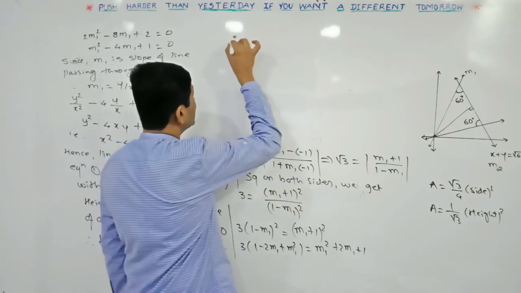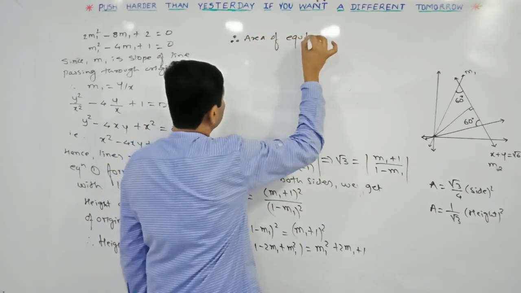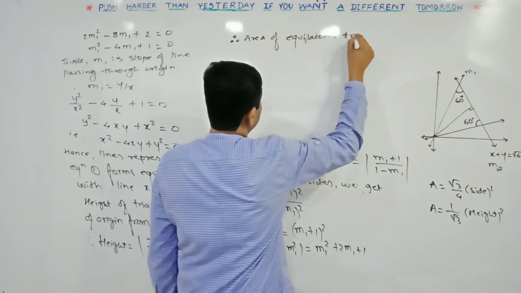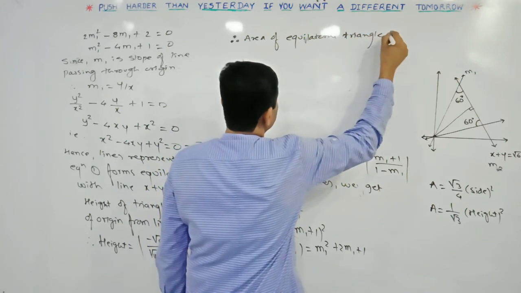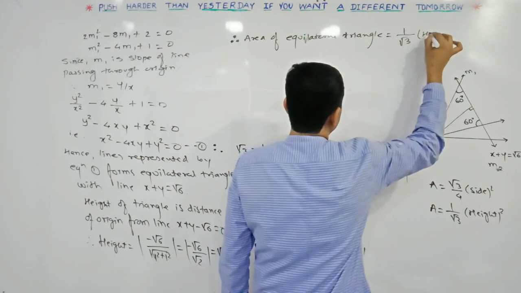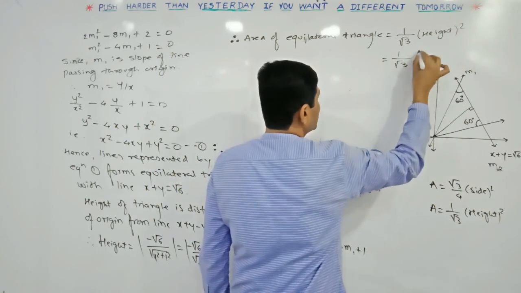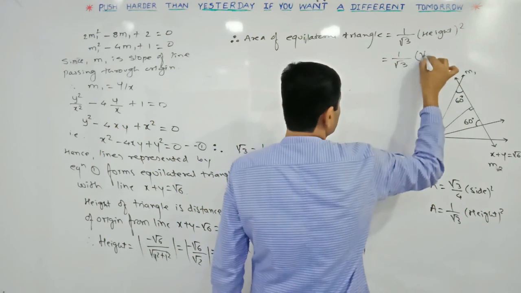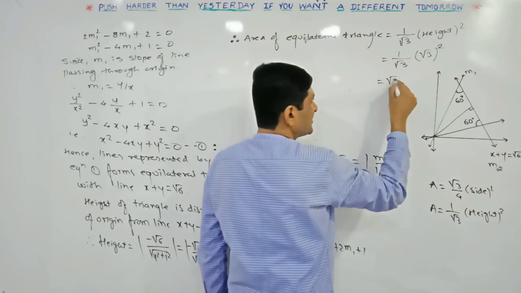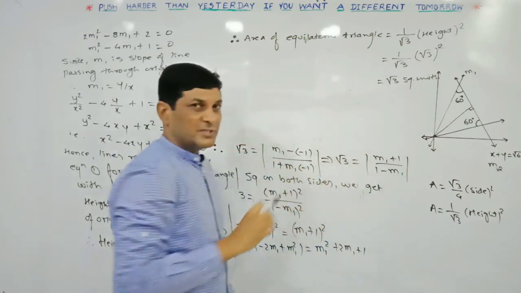So therefore we can say that area of equilateral triangle is equal to, what is the formula to find out area of equilateral triangle? 1 by root 3 height square. So which is equal to 1 by root 3, keep it as it is. What is the value of height here? Root 3. So root 3, keep this square as it is. This root 3 and root 3 will get cancelled, so the remaining part is root 3 square units. In this way we have got the area of the equilateral triangle.